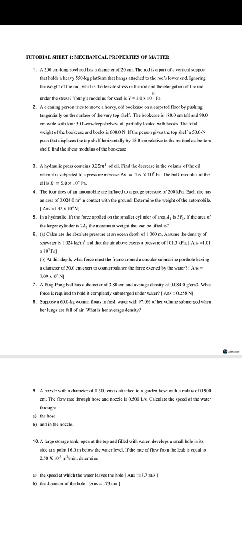The first question says a 200 centimeter long steel rod has a diameter of 20 centimeters. The rod is a part of a vertical support that holds a heavy 550 kg platform that hangs attached to the rod's lower end. Ignoring the weight of the rod, what is the tensile stress in the rod and the elongation of the rod under the stress? Young's modulus for the steel is given as 2 times 10 to the power 11 pascals.